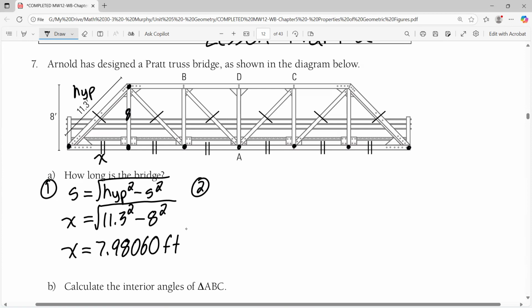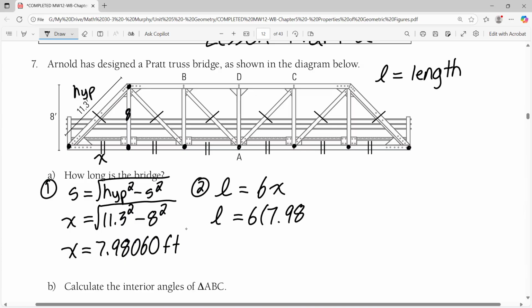Step 2, the total length. That's the symbol for length, or you could use an uppercase L. 6 times x, 7.98060 feet. And we end up with, rounded to 1 decimal place, 47.9 feet. Okay.